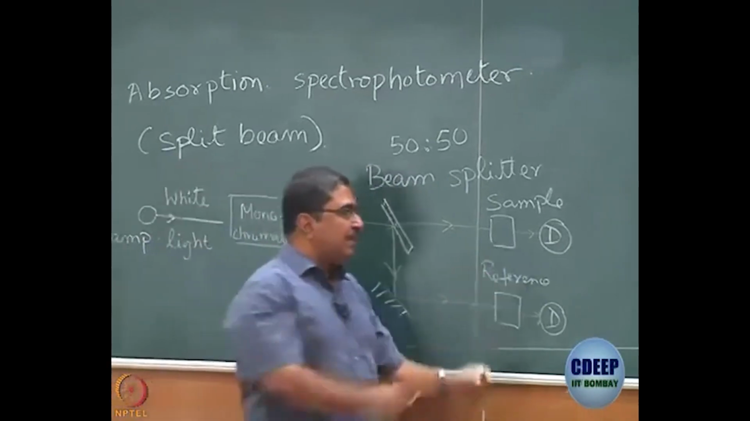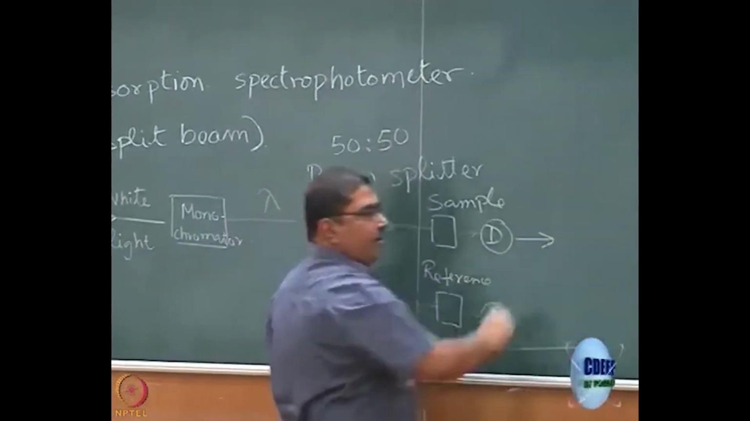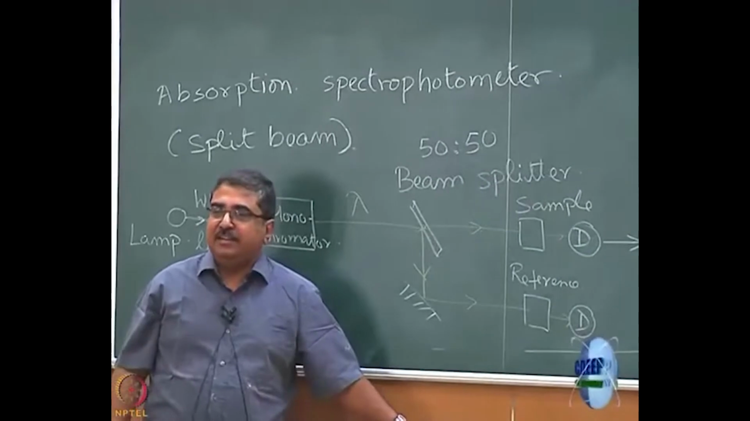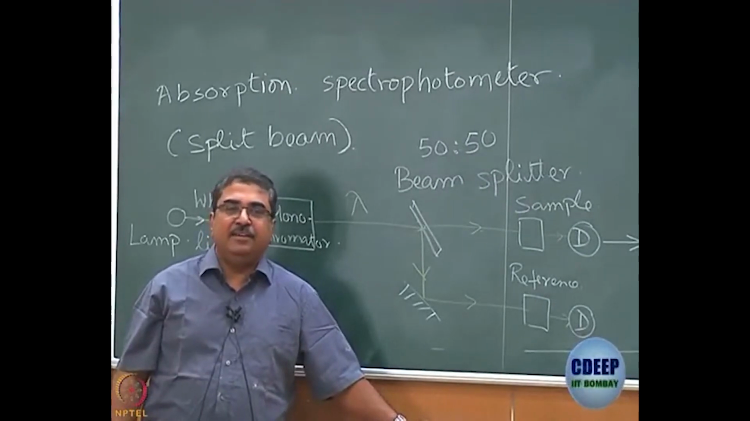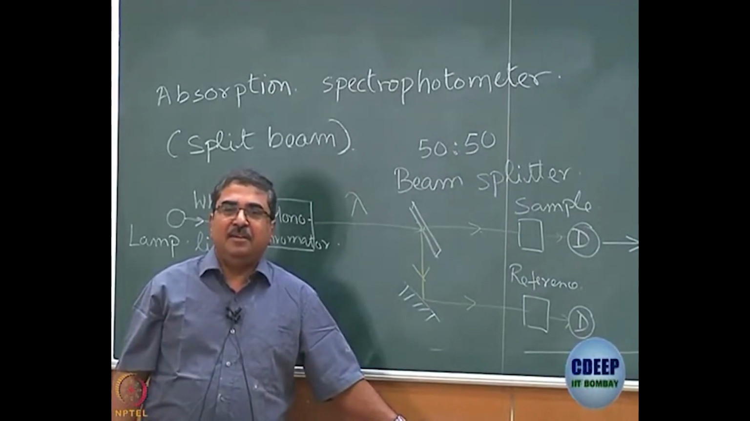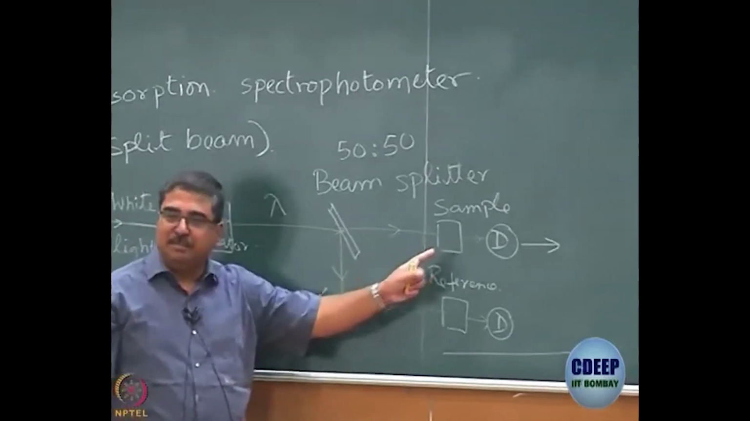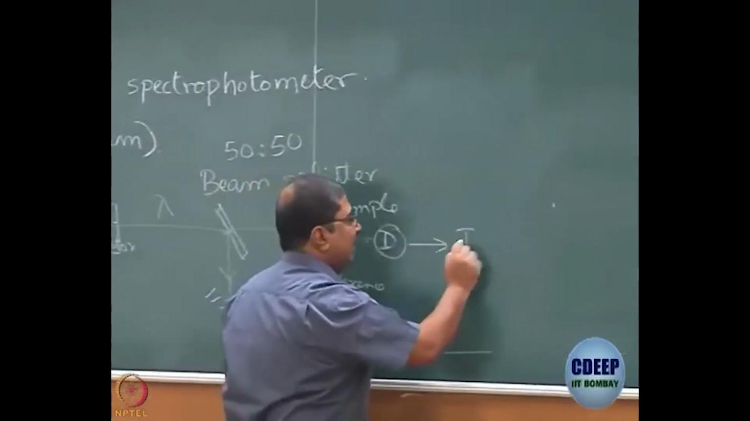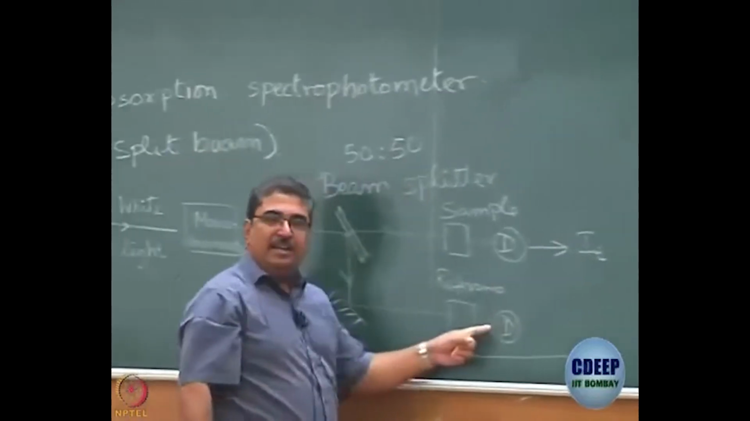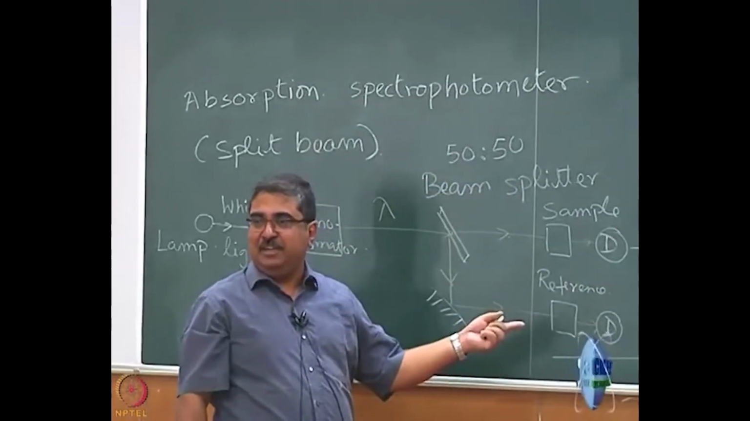Now, from this detector, what is the information we get? I0 or IT? Louder, IT, right, because this beam passes through the sample. So, from here we get IT, and from here obviously we get I0, right.